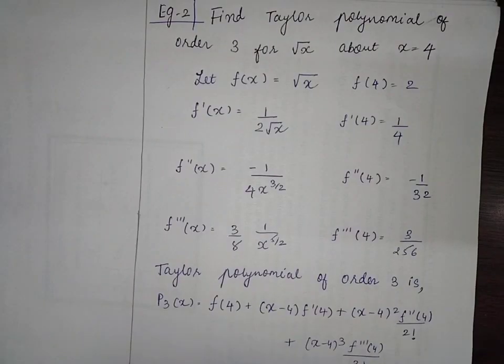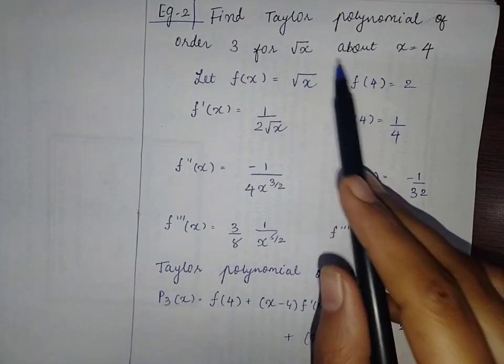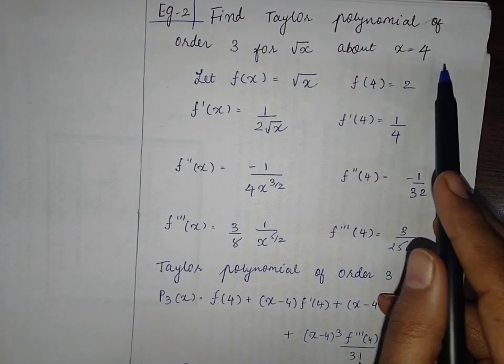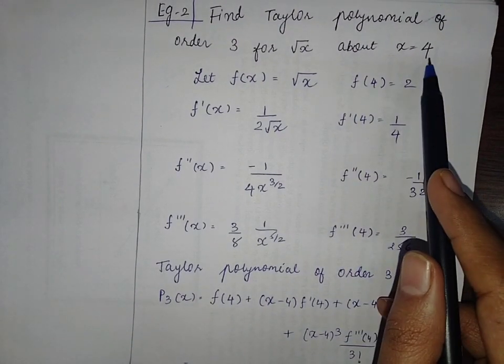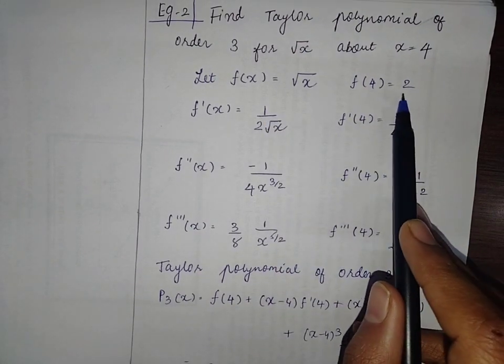So let us see another example. Example 2. Find Taylor polynomial of order 3 for under root x about x equal to 4. So here f of x is given, under root x. And what has been said? At x equal to 4. So we have to put x equal to 4. So here we will get f of 4 equal to 2.